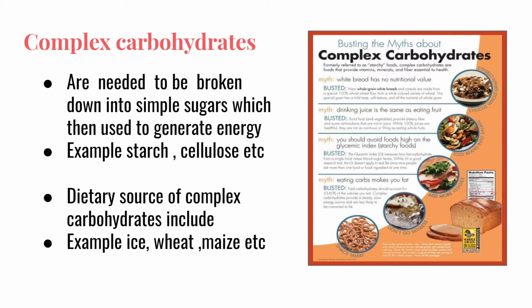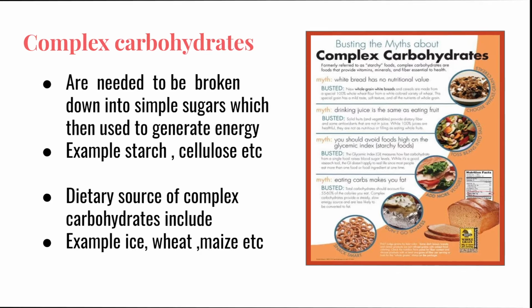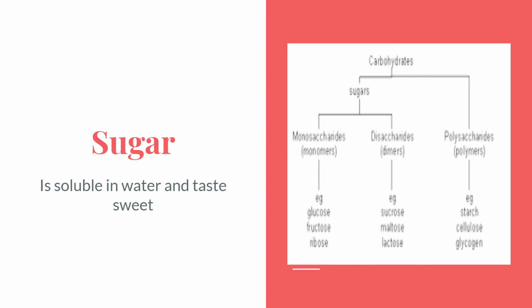So let's start studying Life Versus Part 2. So we understood what the types of carbohydrates are. There are two types, simple and complex. Now let's go deep into carbohydrates. Carbohydrates have something known as sugars.